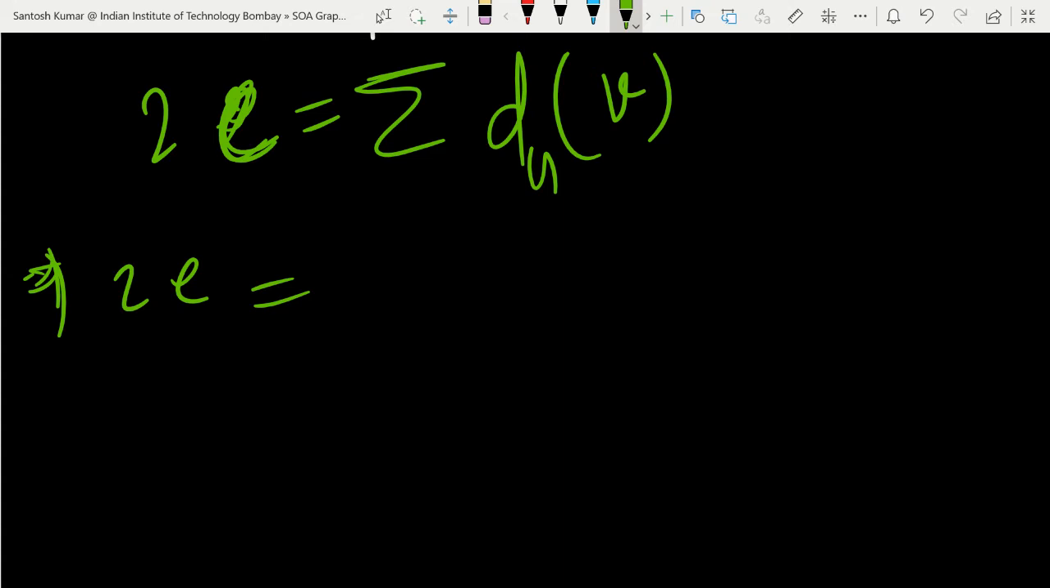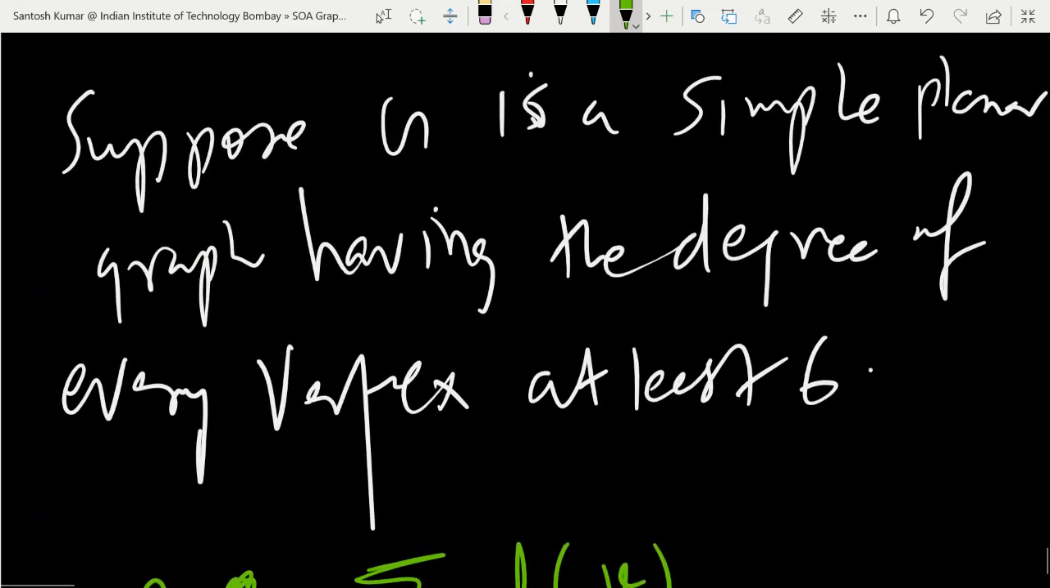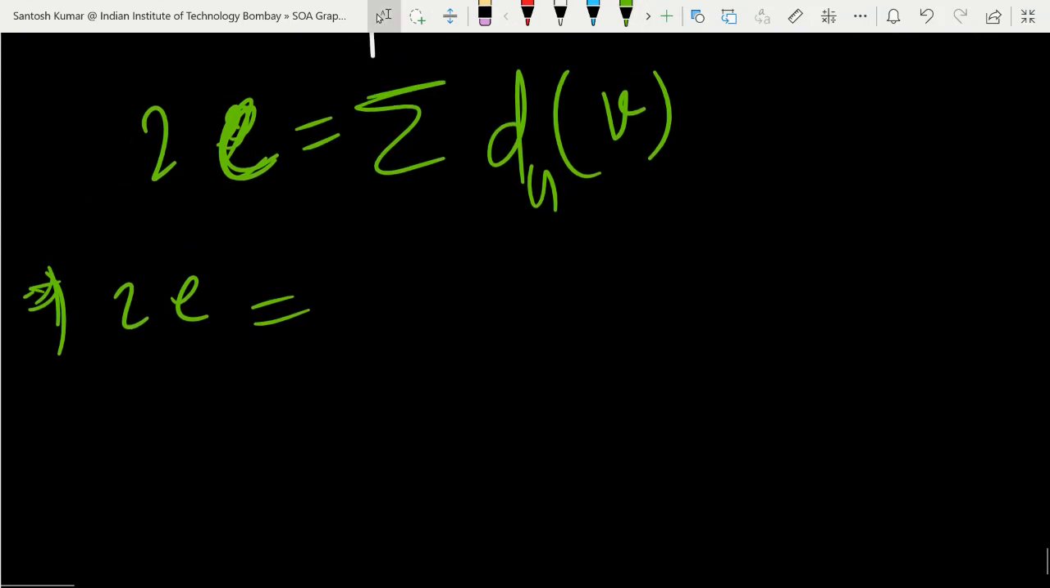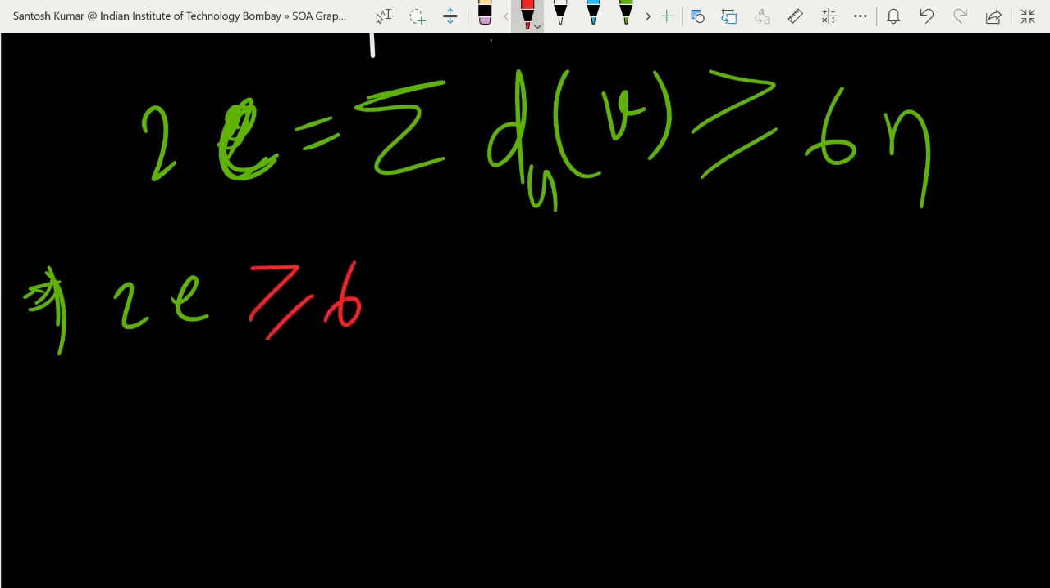So we took that every vertex has degree at least 6. And what are the total number of vertices? We take it n. So suppose G has n vertices. So the number of vertices is n. So this quantity is going to be more than or equal to 6n, where n is the number of vertices and 6 is the degree of each vertex. So the degree sum is going to be at least 6n. So 2e is more than or equal to 6n.